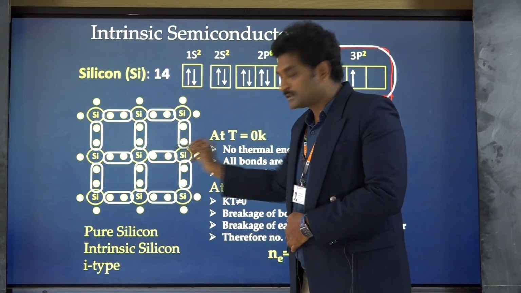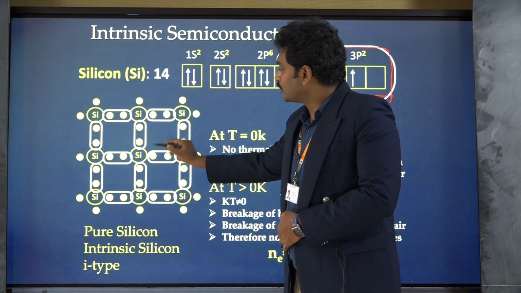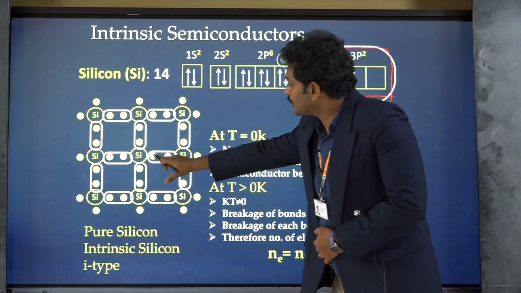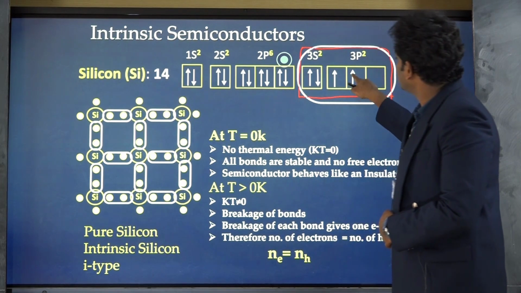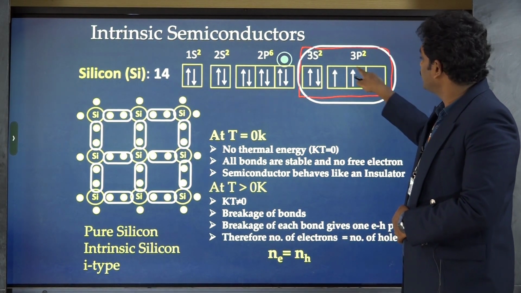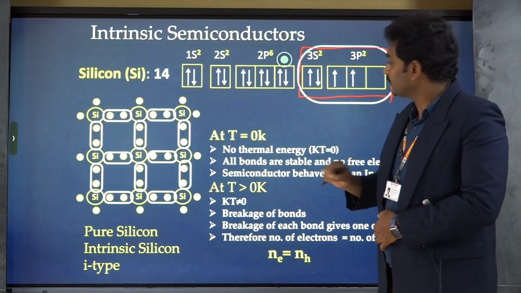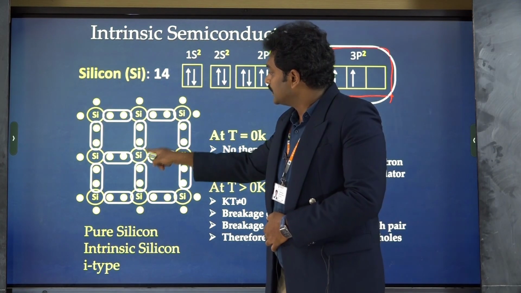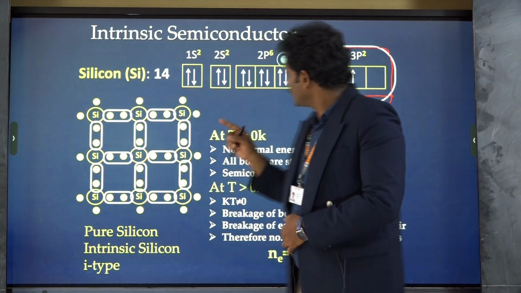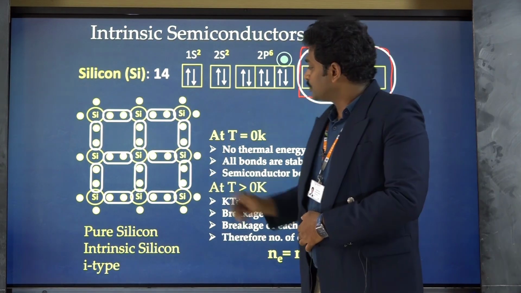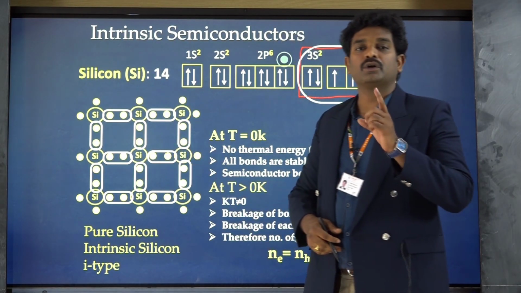Now when one bond breaks, one electron will come out of this bond. When one electron comes out of this silicon, you have one gap here, one hole here. So the complete material has one electron which is left in the material plus one hole here. So when one bond breaks, there is one electron-hole pair production.